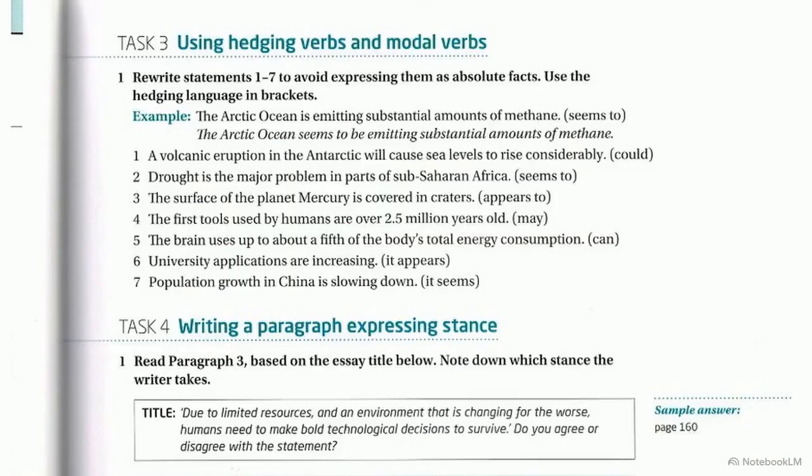Let's put this into practice. Read this absolute statement: A volcanic eruption in the Antarctic will cause sea levels to rise considerably. Pause the video and rewrite this sentence twice, first with a modal verb, and then with an impersonal structure.